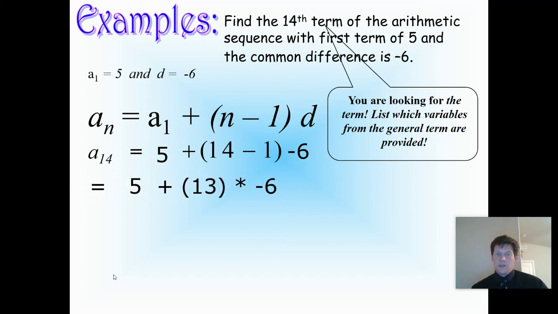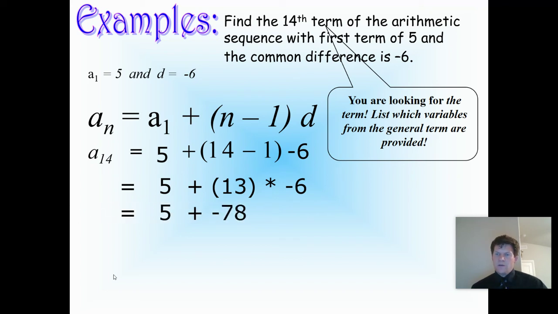Solve it the same way we just did in that last example. 14 minus 1 makes 13. 13 times -6. Ooh, that's a tough one. -78. 5 plus -78 is -73. So the 14th term in this sequence is -73.